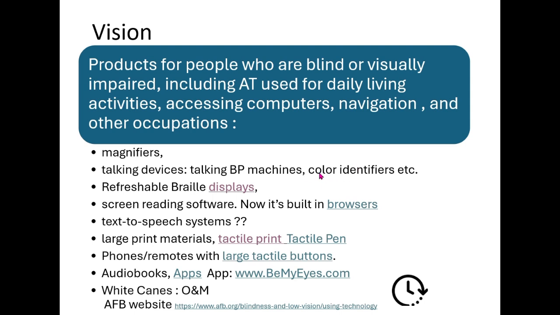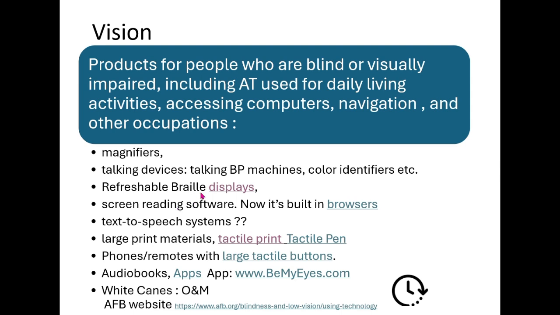Color identifiers are almost like a handheld device that's the size of a TV remote control. You put it on your clothes and it will tell you this is black, this is white, this is red, this is whatever, so you can match your clothes before you go out in public.